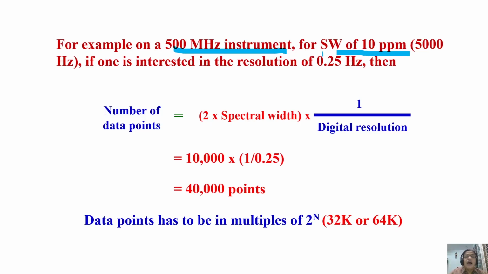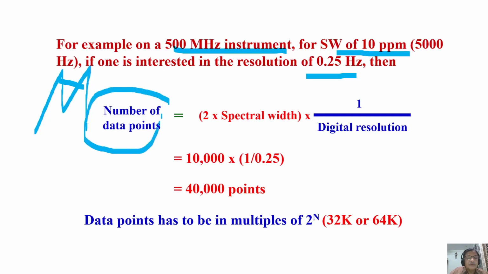Let us say I have two peaks separated by 0.5 hertz. I want to get a resolution of less than 0.5 hertz so that I can resolve two peaks like this, which are separated by 0.5 hertz. So if that is the case, how many data points do I have to choose?